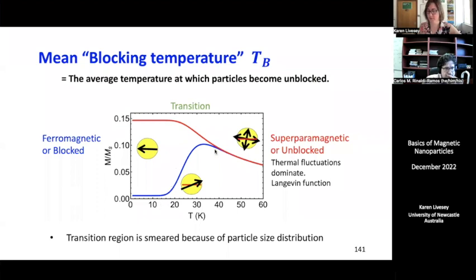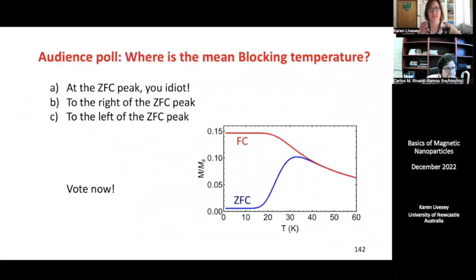So let's do a little poll. Let's do this for fun, and hopefully we all get the answer right. Where is the mean blocking temperature? Let's see what we think. So part A, I've sort of biased the results here. Part A is at the zero field cooled peak. Part B is to the right of the zero field cooled peak. By peak, I mean this little bump here. And part C is to the left of the zero field cooled peak.